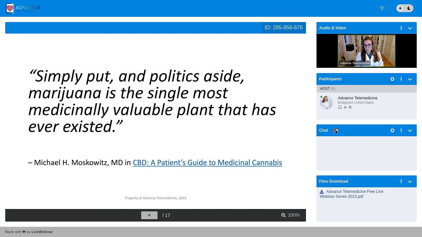So we're going to start with a quote. Simply put, and politics aside, marijuana is the single most medicinally valuable plant that has ever existed. This was quoted by a doctor who went on to write a book called CBD, A Patient's Guide to Medicinal Cannabis. If you click the link here, it'll bring you to Amazon. You can purchase this book. At the end of the presentation, I also have a slide with a list of available resources that I recommend to also help you expand your knowledge on this type of therapy.